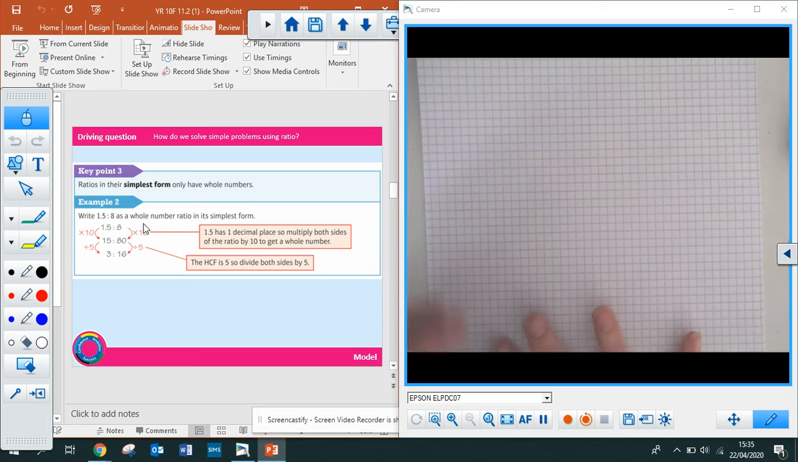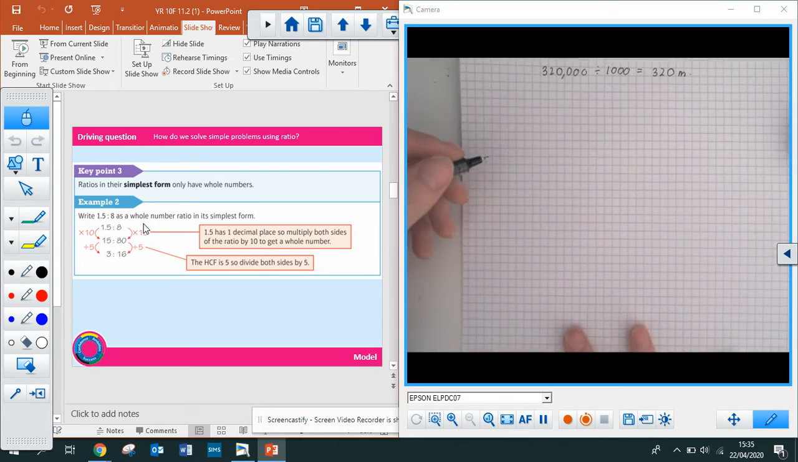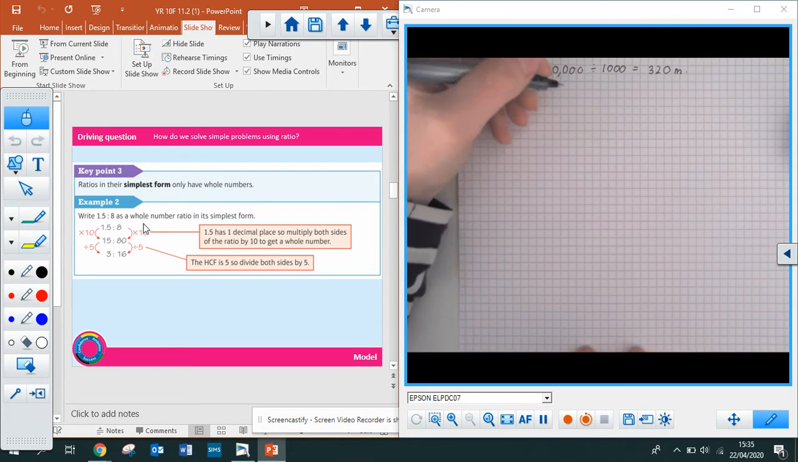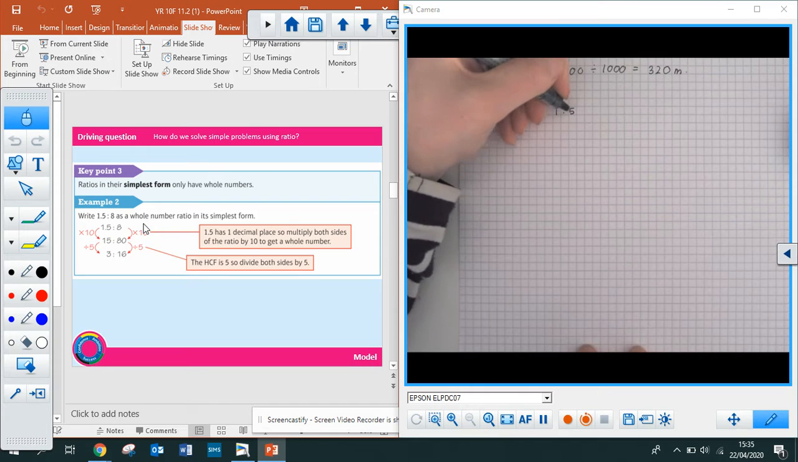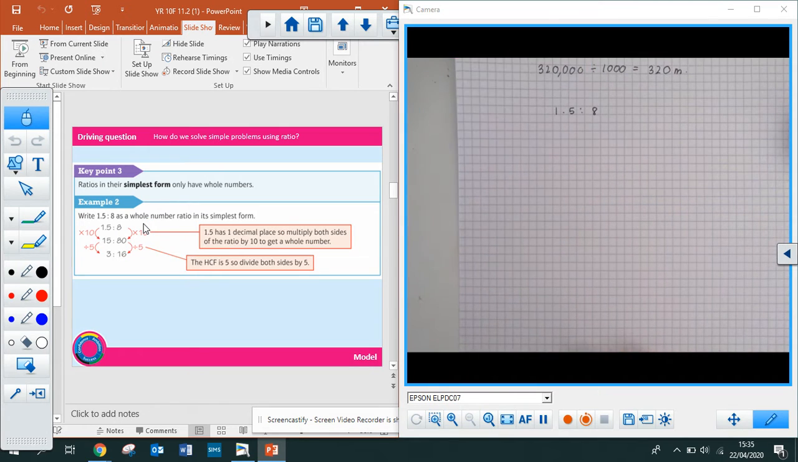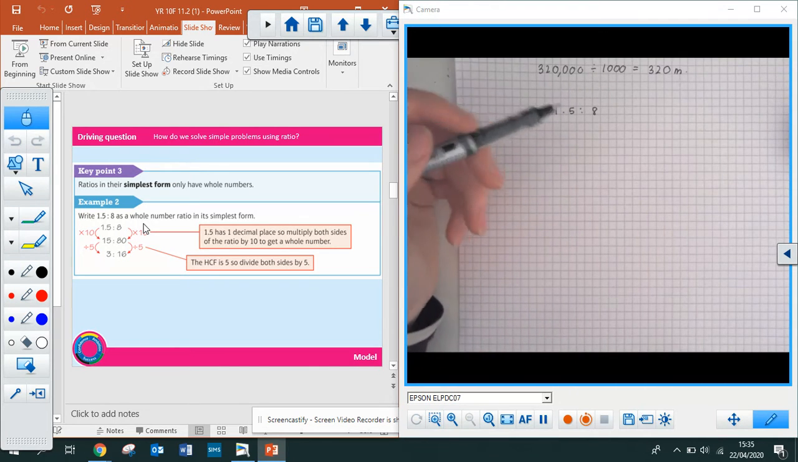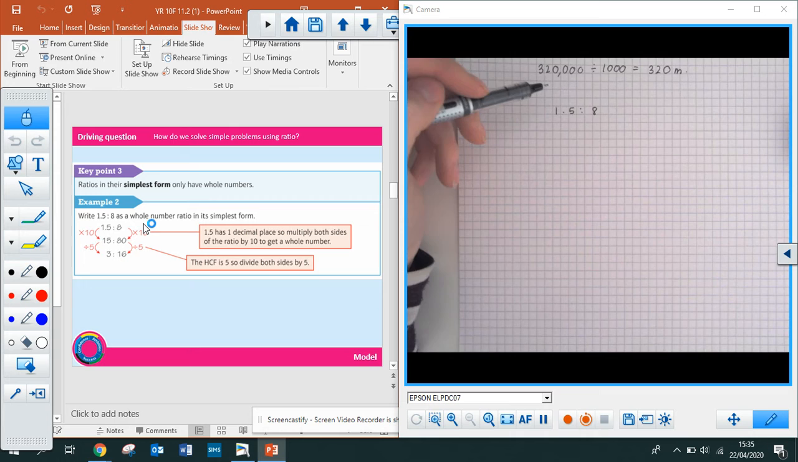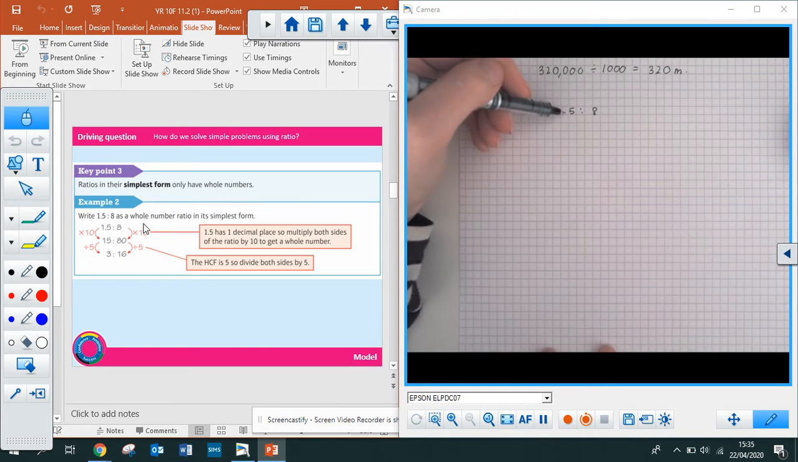So in the example you've been given, it says write 1.5 to 8 as a whole number ratio in its simplest form. So we need to get that into a ratio in its simplest form. Now, in order to get rid of this decimal number, I'm going to times both sides.